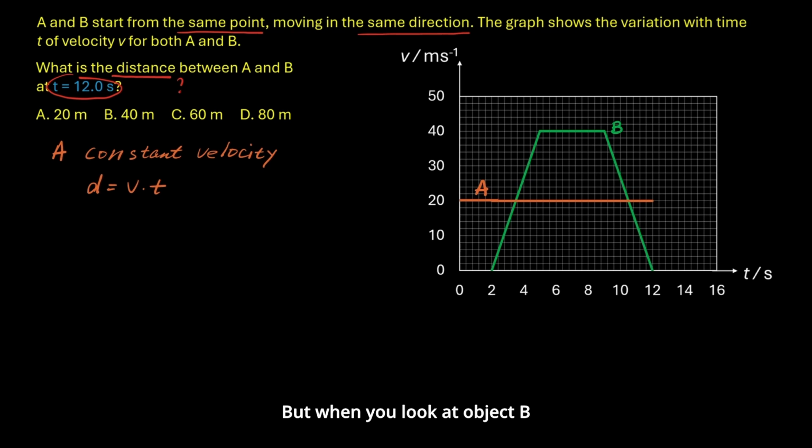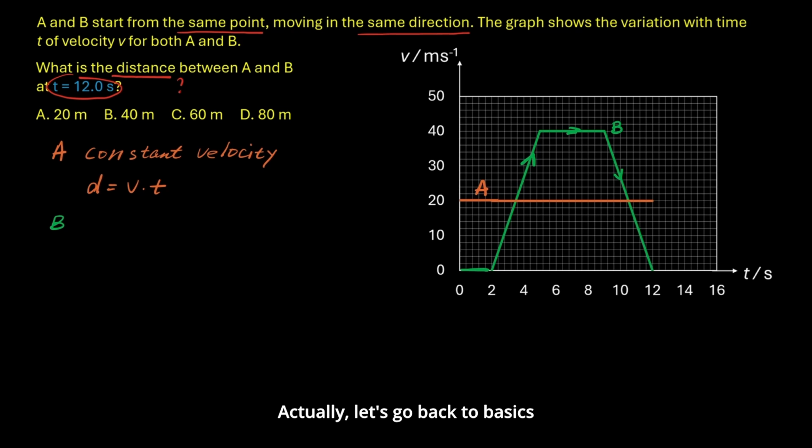Simple. But when you look at object B, it sits still for the first 2 seconds and then speeds up, holds that speed, and then slows back down to a stop. And your first instinct might be, do I need a different formula for each phase? Do I calculate acceleration first? Where do I even start?